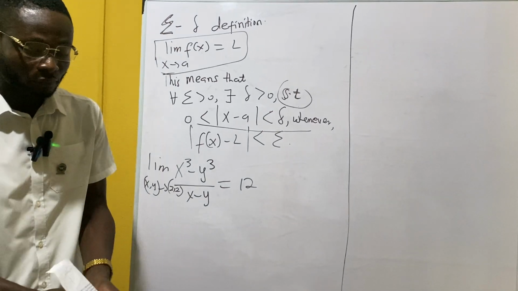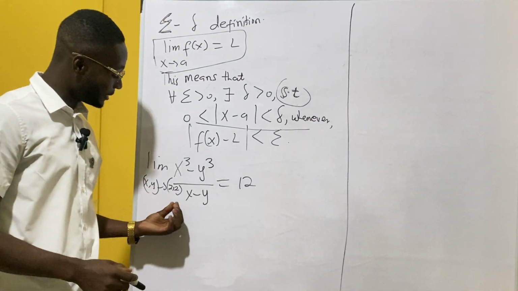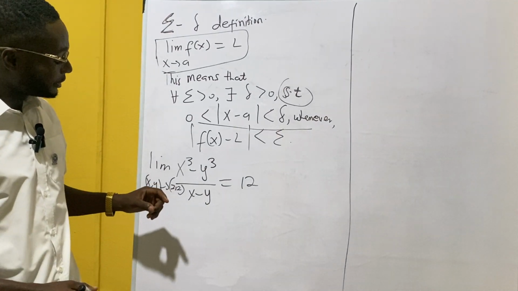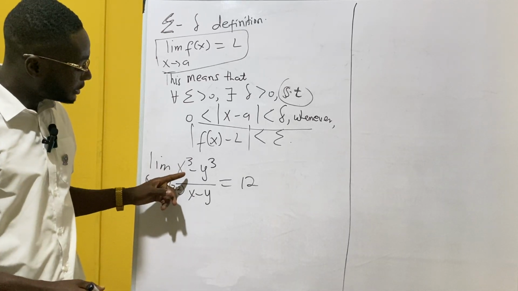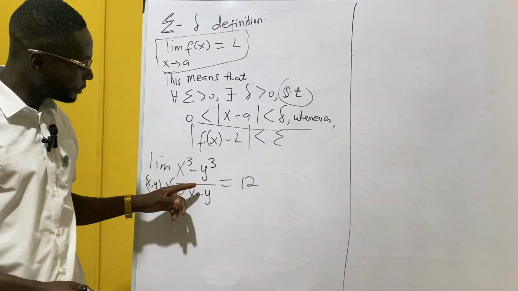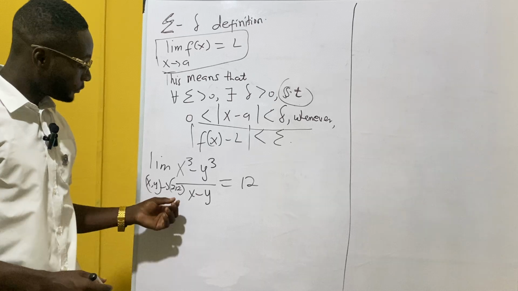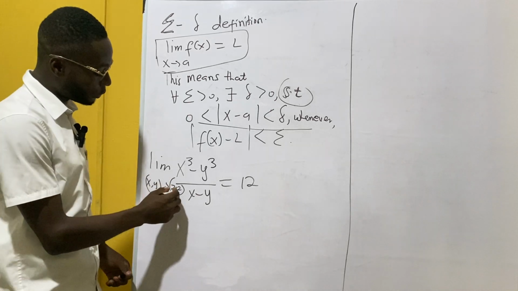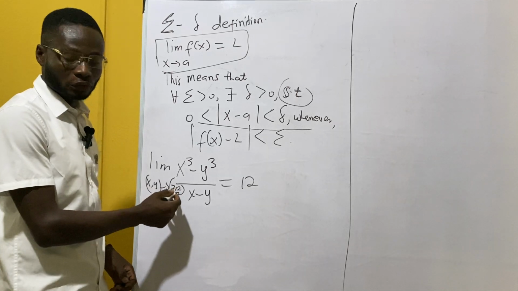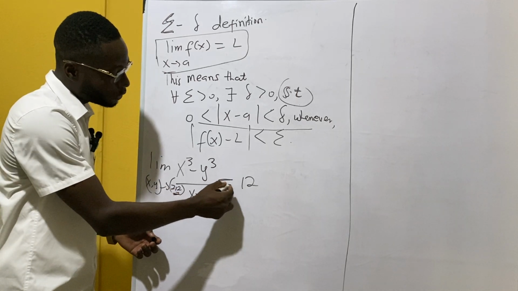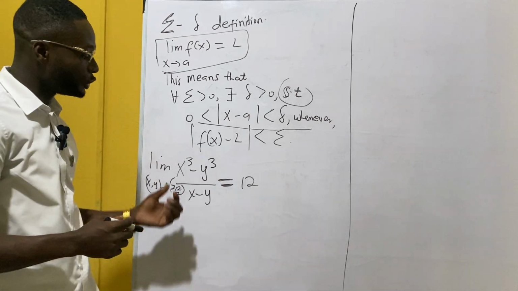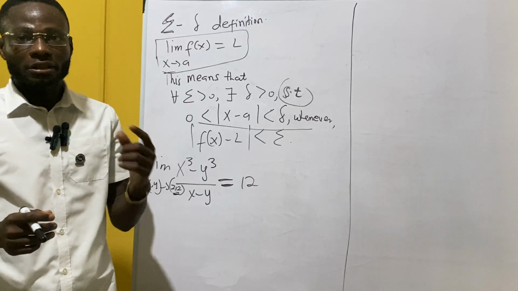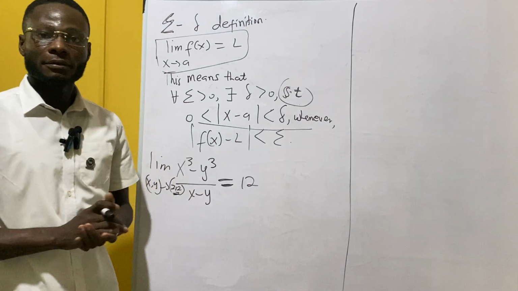So here, we should prove that the limit of x cubed minus y cubed all over x minus y, as (x, y) approaches (2, 2), that is, the values of x and y are 2 and 2, is 12. So we are to use the epsilon delta definition to prove this, right?